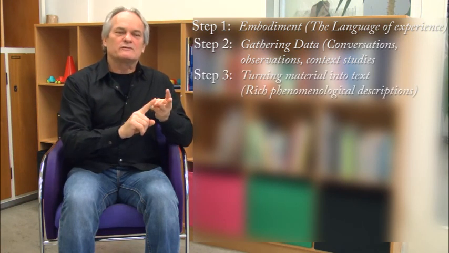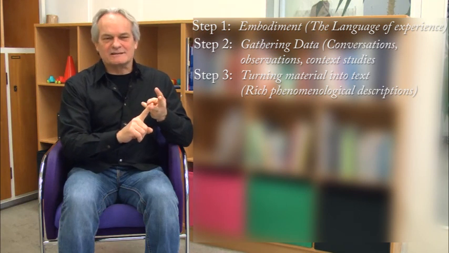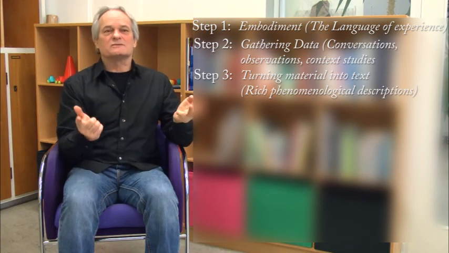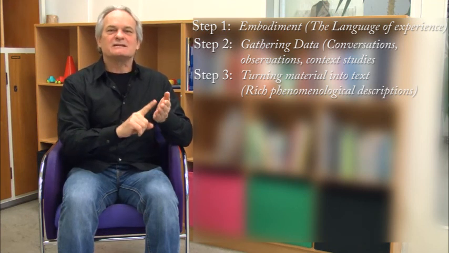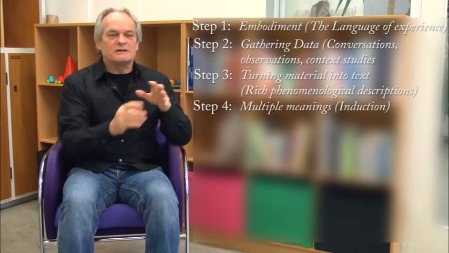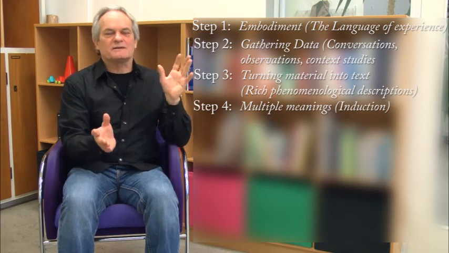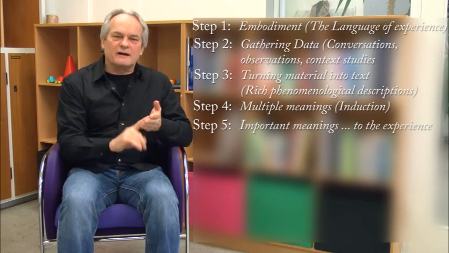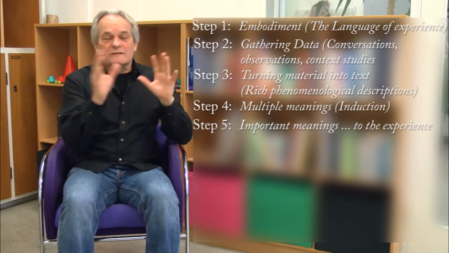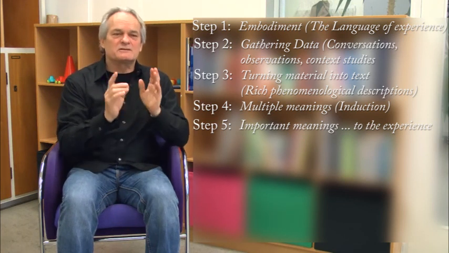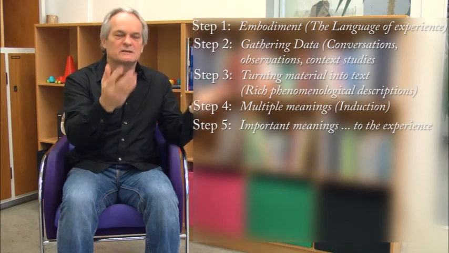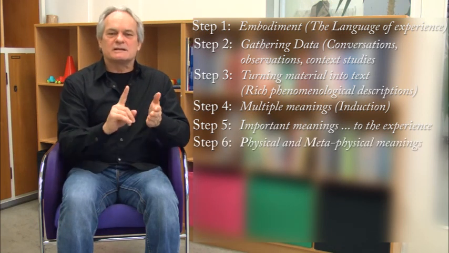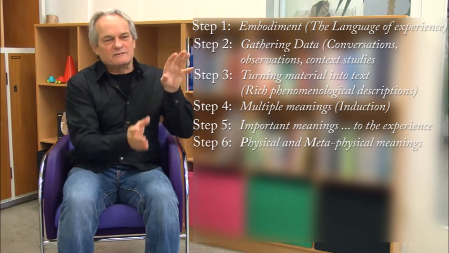Step three, we have to turn those observations into text. This is a hermeneutic process after all, so we have to be able to work with text. And we look at the meaning of text in step four. We explode the text into its various parts and meanings. Step five, not all of that material is as important as the other. So step five is about what is important to the experience, not to me or anyone else, but to the experience itself. Step six, we go to metaphysical and physical components.